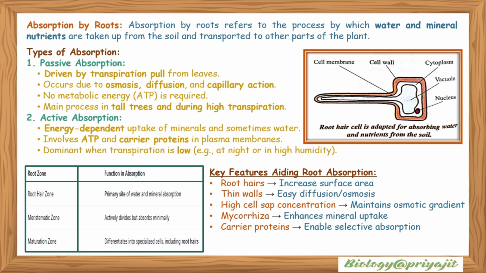Active transport is the energy dependent uptake of minerals and sometimes water. It involves ATP and carrier protein in the plasma membrane, dominant when transpiration is low. Example: at night in high humidity.